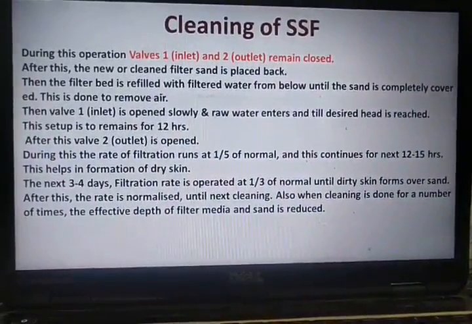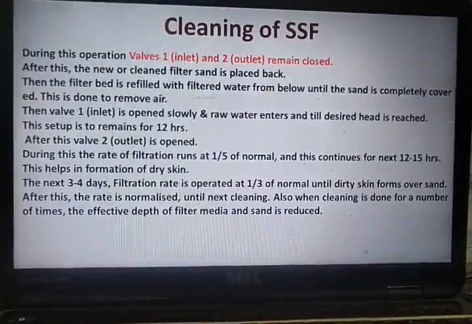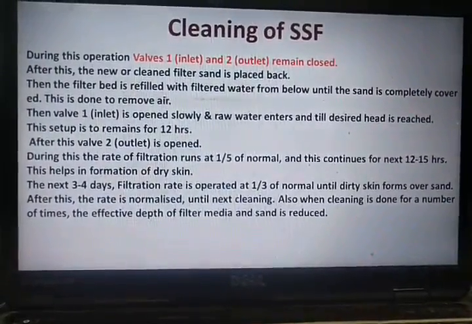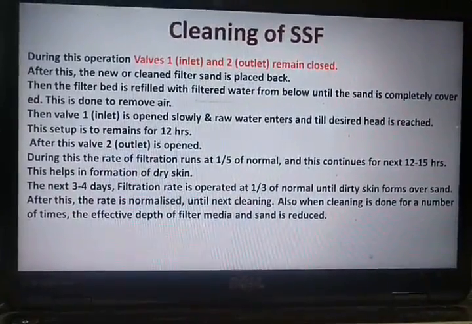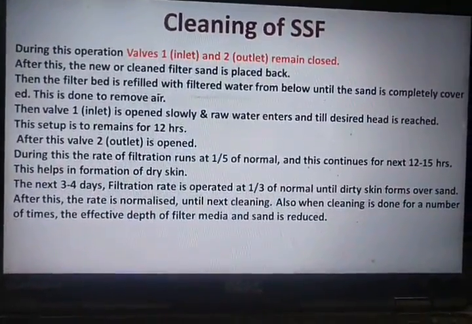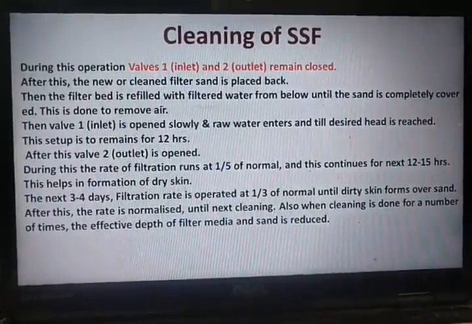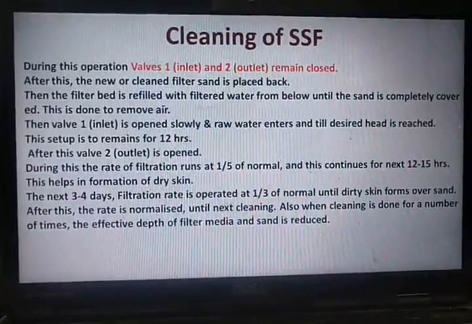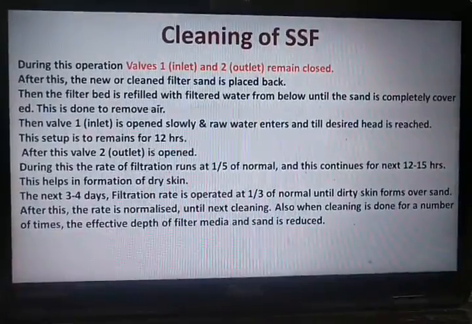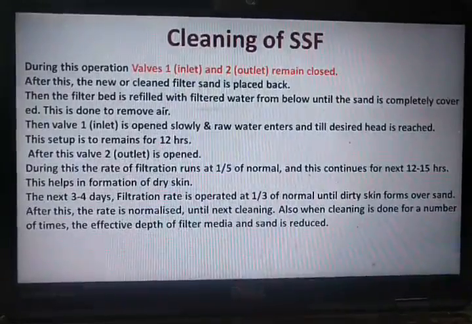See what is the process of cleaning here during the cleaning operation. It consists of two valves, that is valve 1, called the inlet valve, and valve 2, it consists of only two valves. That is, one valve to allow the water into the inlet chamber, then the second valve is to allow the treated or filtered water out, okay. So during the cleaning operation, valve 1, the inlet valve, and the outlet valve remain closed, okay.